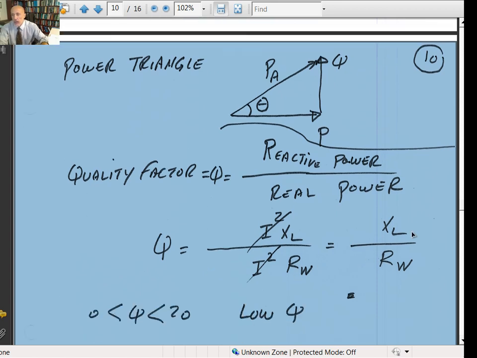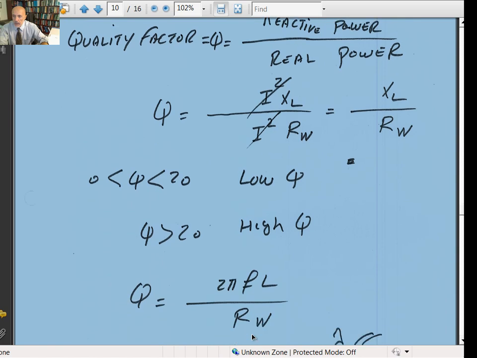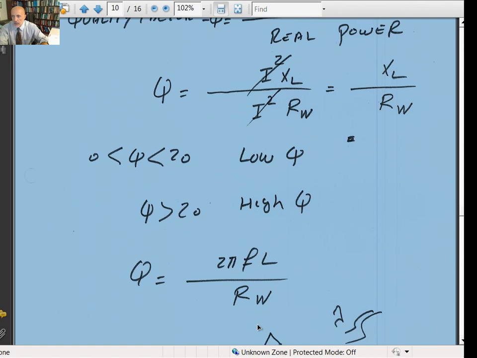Now, if this quality factor is anywhere between 0 and 20, it is referred to as a low Q. If it's greater than 20, it's called a high Q. Or I could say that Q is equal to, if I replace the reactance with 2 pi f times L, divided by R sub W, the resistance of the winding.